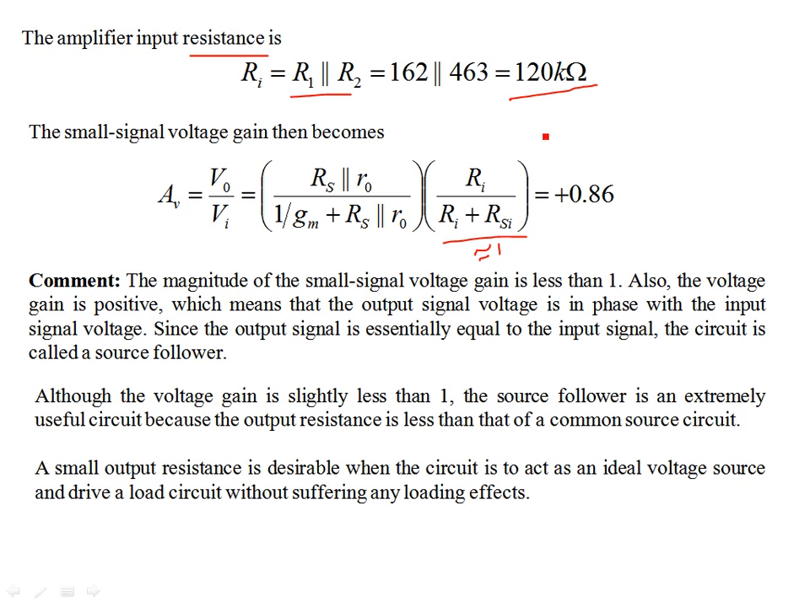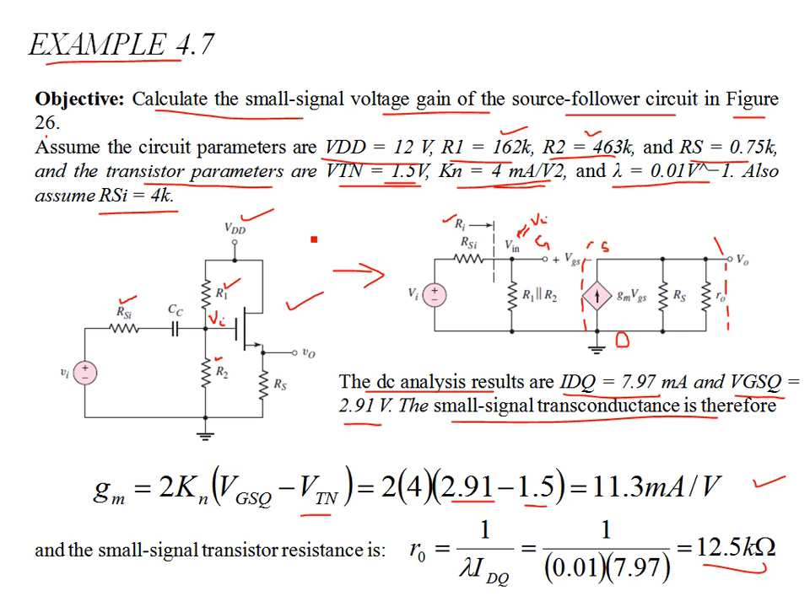Why? Because this will be less than 1, of course, but a little less than 1. It will be equal to 120 over 124, so you can see this fraction is close to unity. Again, RS in parallel with r naught: 1 over gm is dominant here because r naught is 12.5 kilo ohms and RS is 0.75 kilo ohms. RS and r naught in parallel produce a resistance less than both of them, maybe 0.69 or 0.68, something like that.